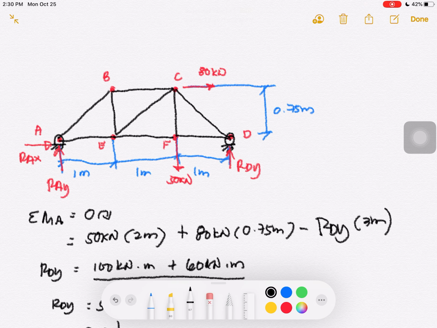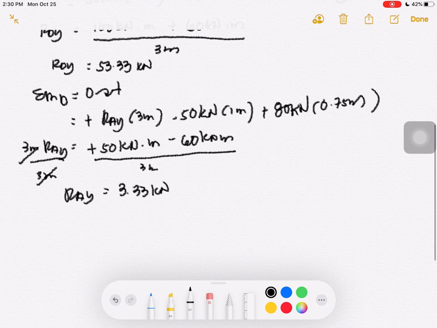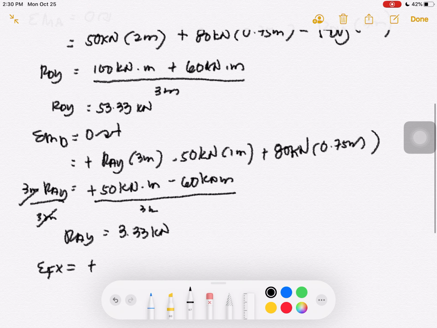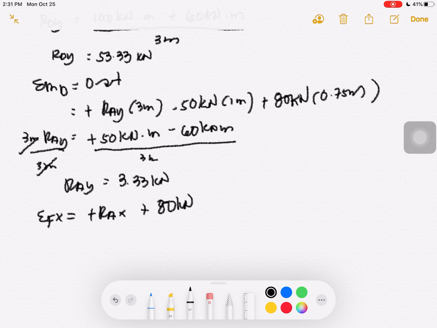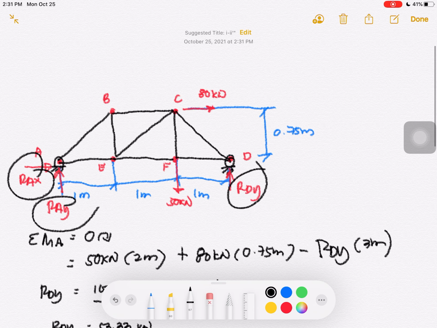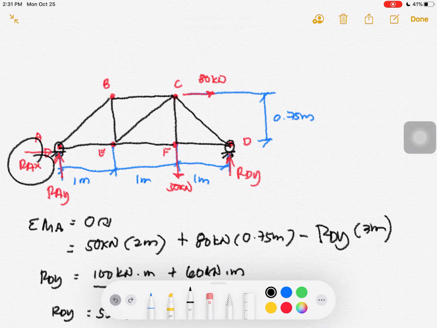How will we be able to get the RAX? You could use the summation of forces along X. So we only have RAX going right, positive RAX plus 80. So we just need to reverse the assumption for RAX. So we have RAX equals to negative 80. Now we have already all the values for this one. We could now start with the method of joints, starting with joint A.